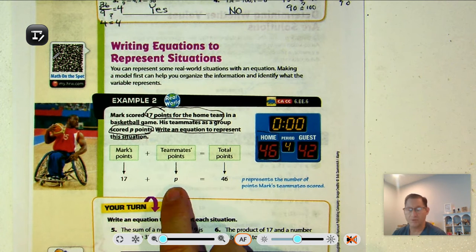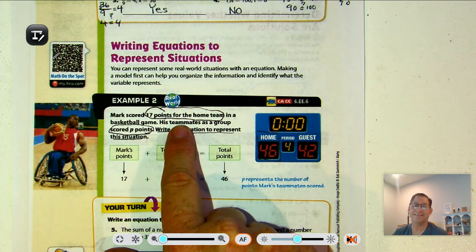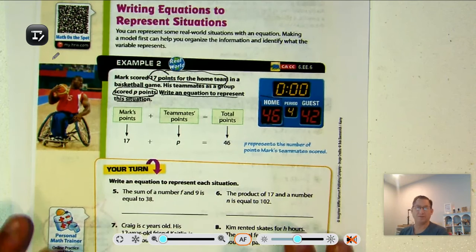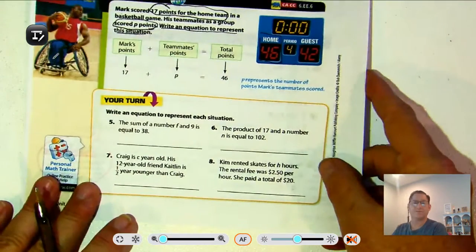So what does the variable represent? The variable represents the number of points his teammates scored as a group. All right, so let's take that idea and let's solve this.